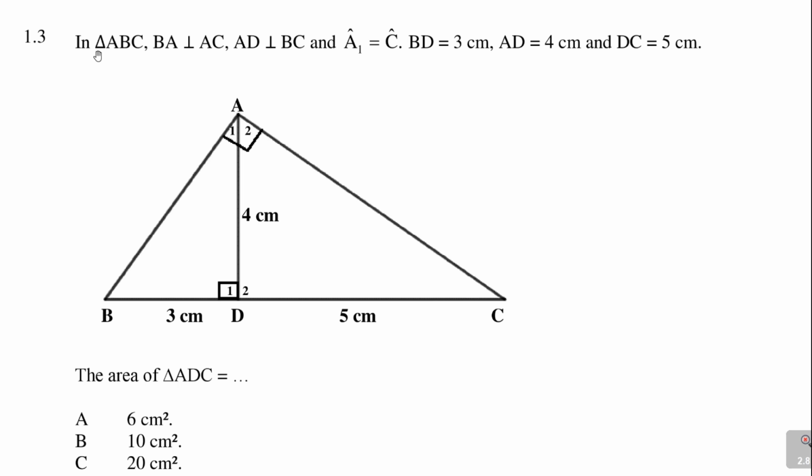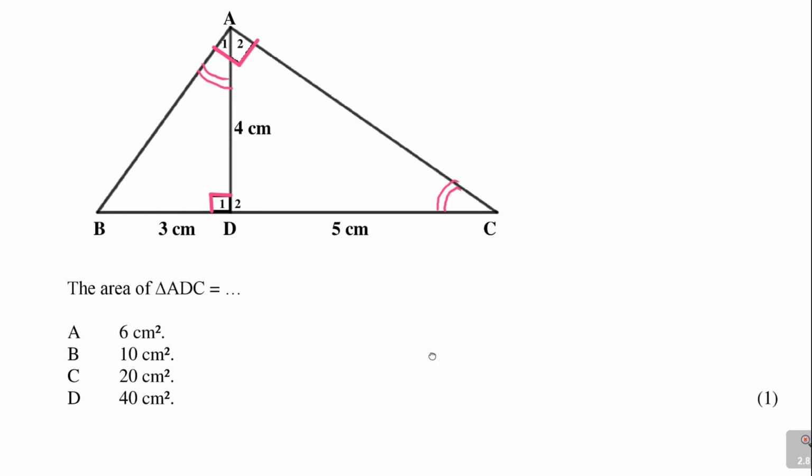1.3, it says triangle ABC, where AB is perpendicular to AC. So they are talking about this one. AB is perpendicular to AC and AD is perpendicular to BD. Alright, and angle A1 is equal to angle C, and they give you now BD is 3, and then AD is 4, and then the other one is 5 centimeters. Okay, they've given us that.